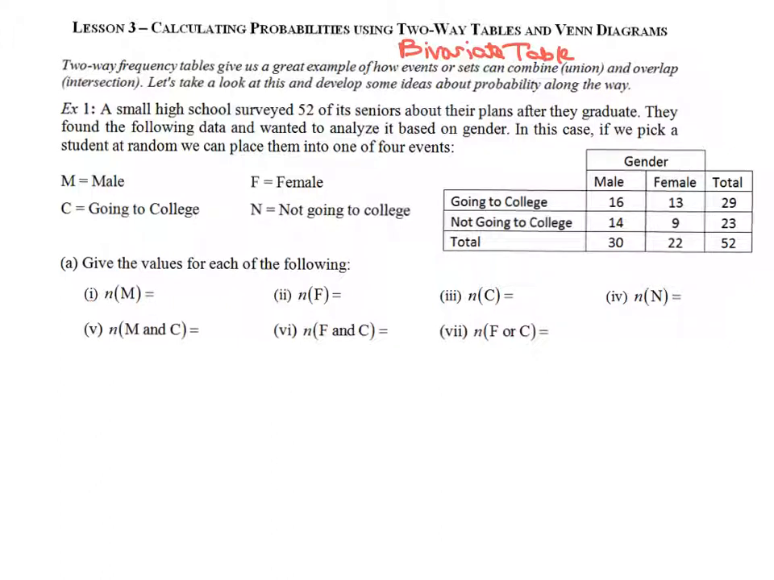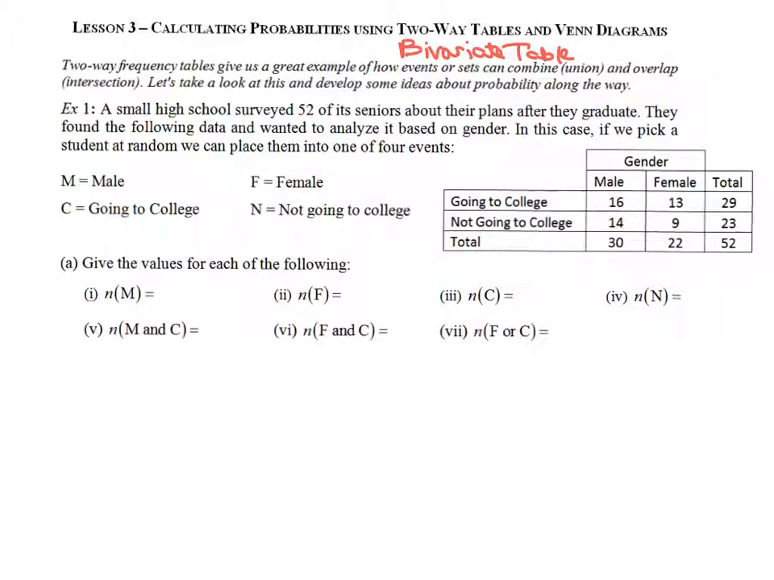Now when I look at my table, I've also set it up so that the males are all in this column. So when I add together the males going to college and not going to college, I get the total number of males. Likewise, the female students are in this column, so the ones going to college plus the ones not going to college give me the total number of females.